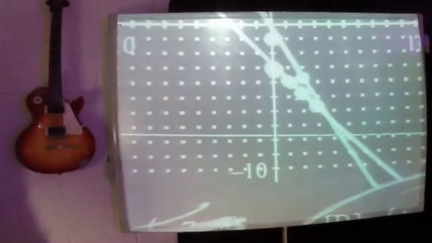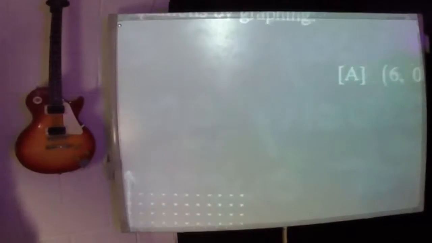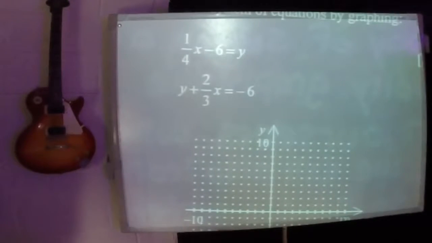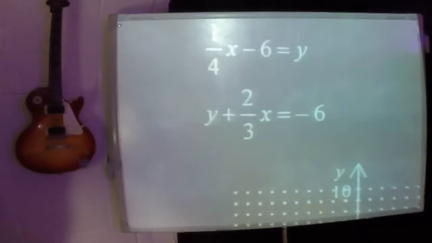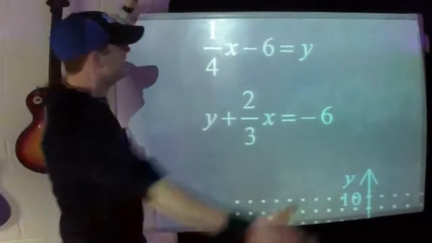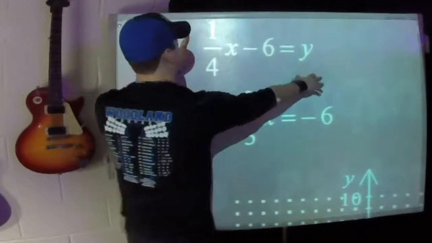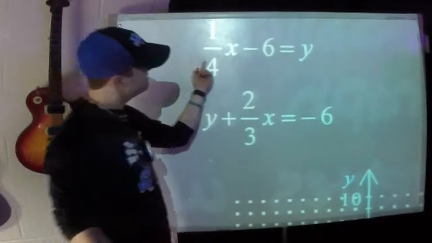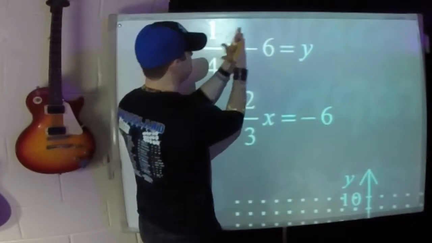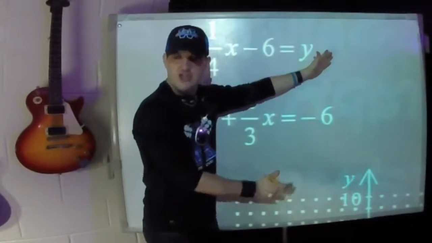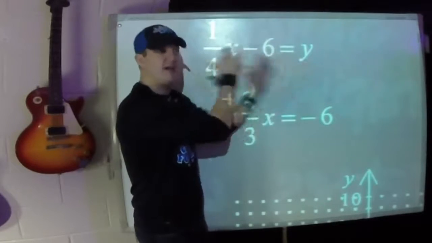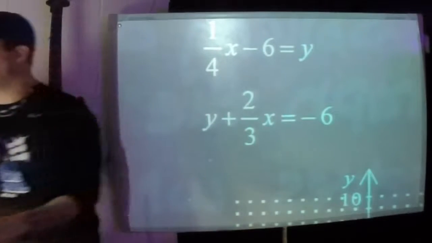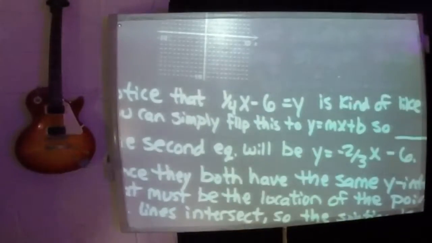Okay, you're gonna like this next one though. I'm trying to show you a trick right here. All right, here's this system. First thing I want to show you is this equation right here. If you look at that, it's just backwards. This is mx plus b, but it's written b plus mx equals y, so it's backwards.